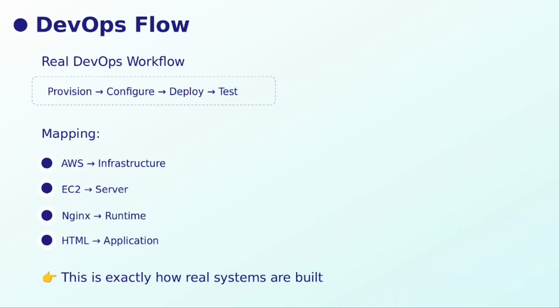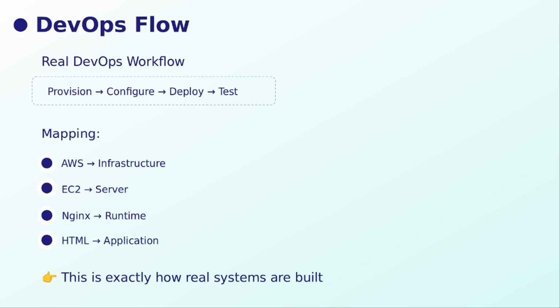DevOps flow. Let us summarize the entire workflow. We follow four main steps: provision, then configure, then deploy, then test. Provision means creating infrastructure on AWS. Configure means setting up the server environment. Deploy means delivering the application. Test means verifying everything works correctly.